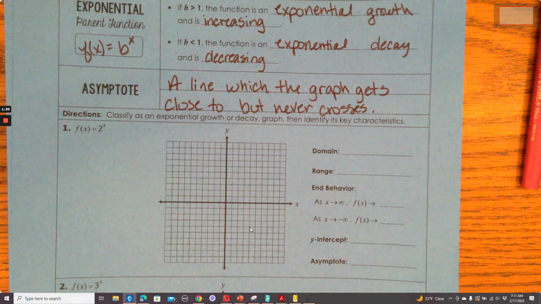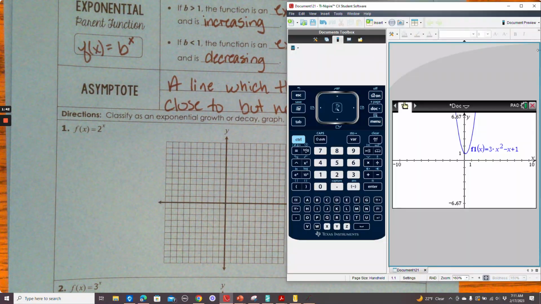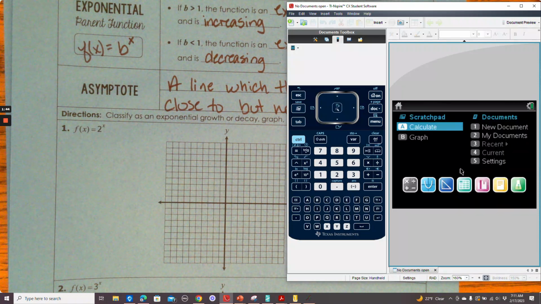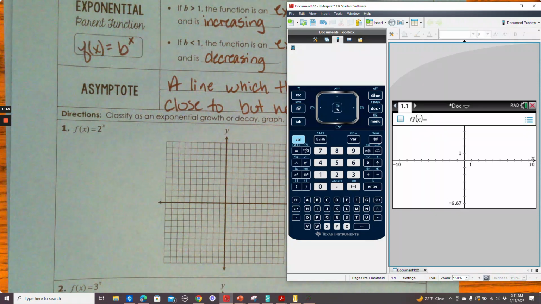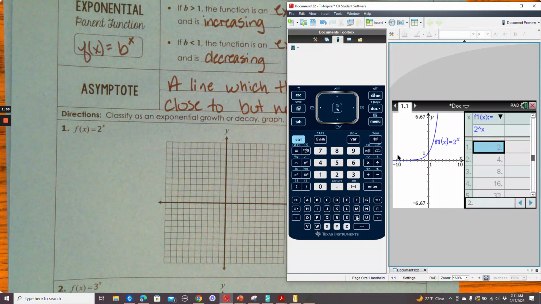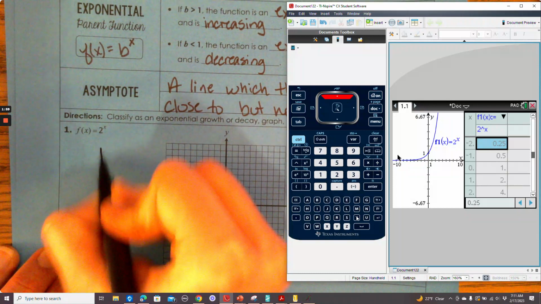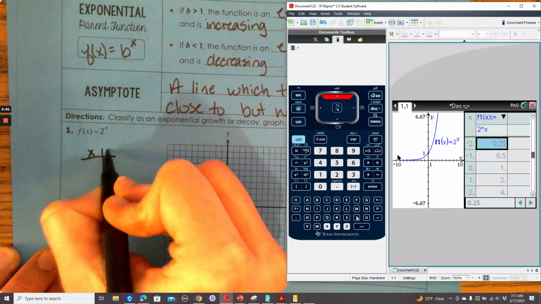All right, so if we have the function 2 to the x, and we need to graph this. We need to classify it as growth or decay, graph it, and identify its key characteristics. So what we can do is create a table for this so we can have some points. And so you can graph 2 to the x, and you can pull up the table, and create yourself a little table here, x and y.